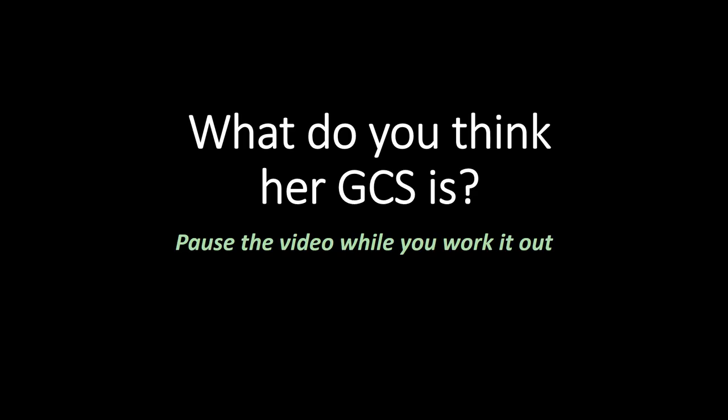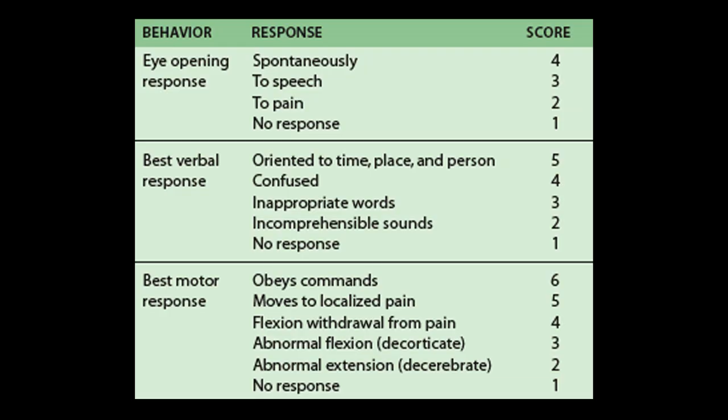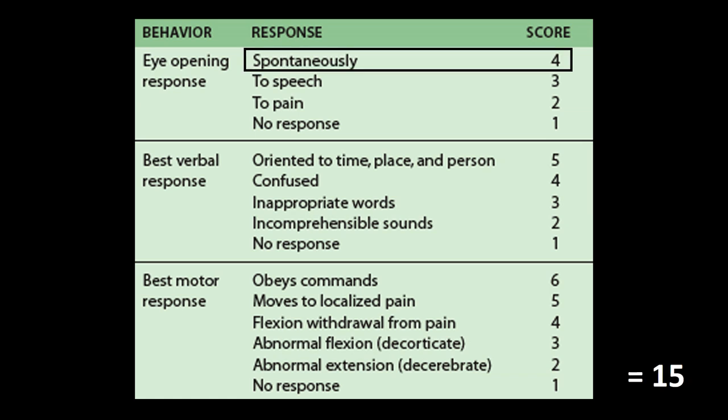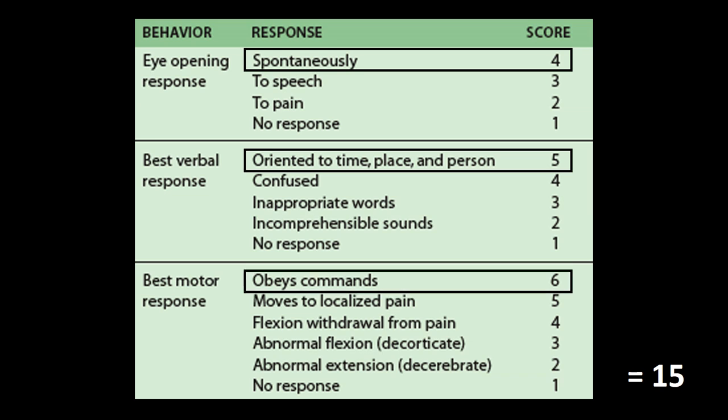Immediately, you are able to calculate her GCS. Take a few seconds to try and figure out what it is. Her GCS is currently 15. We can tell this because she is opening her eyes spontaneously. When you chat with her, she is able to converse and appears oriented. And having asked to see her wristband, you can tell that she is able to follow commands.